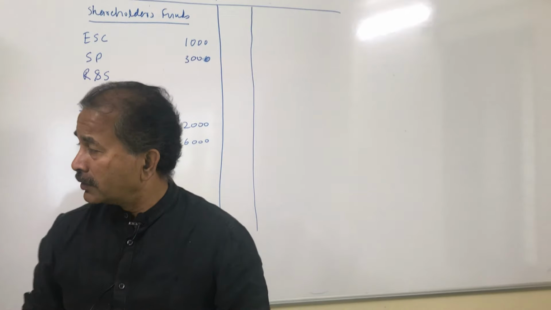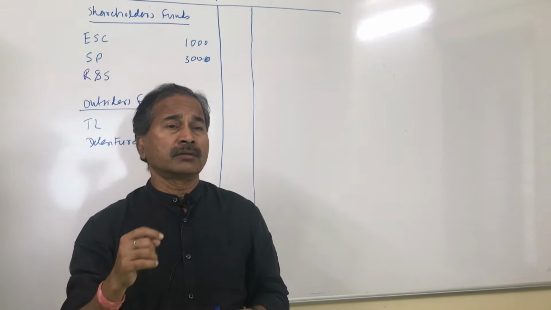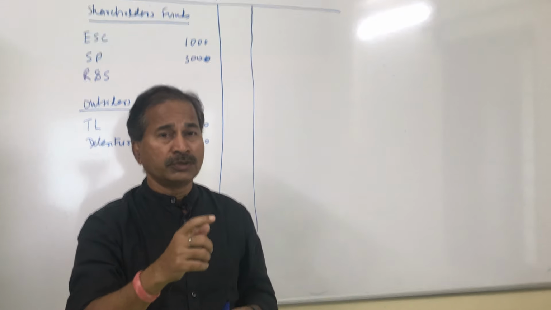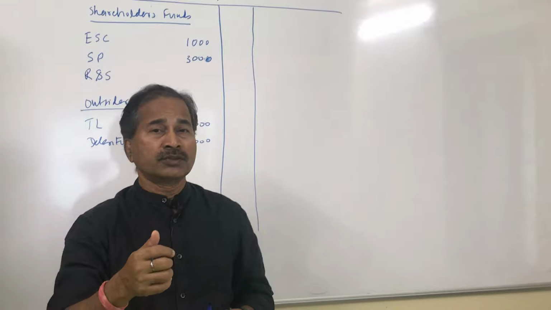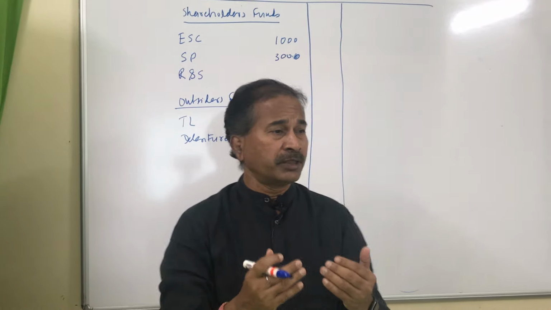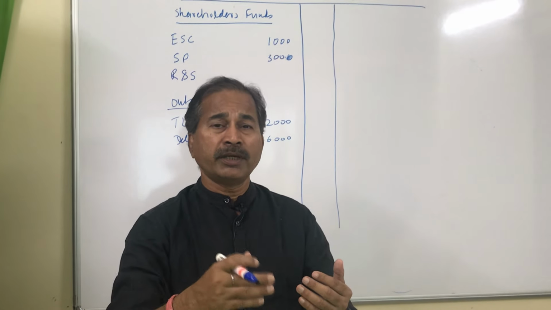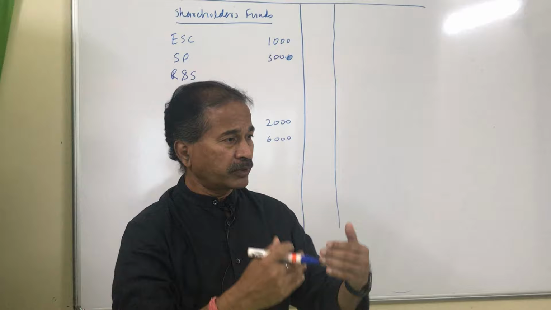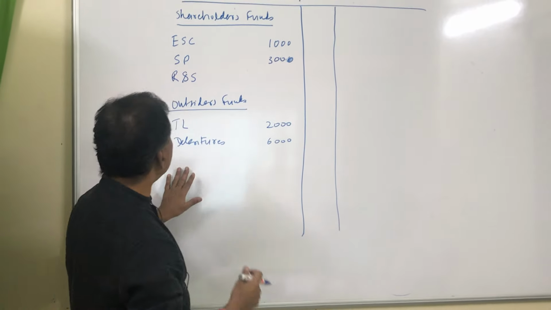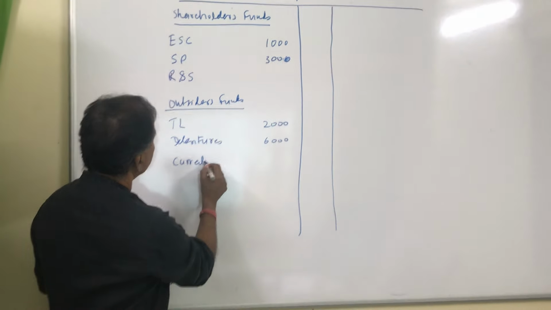Now remember, in business not only do you use long term funds, but you also use short term funds. What is the meaning of short term funds? When you purchase material from your suppliers, sometimes you will pay them upfront, and sometimes you will buy those goods on credit. That will come in your balance sheet, and that is known as current liabilities.